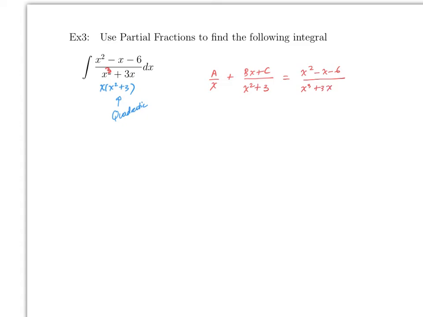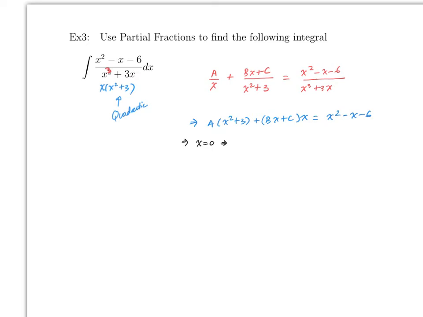Okay. So then we do the typical adding of fractions. So this will be A times x squared plus 3. And then this will be Bx plus C times x. And the whole thing has to be x squared minus x minus 6. Okay? And we should cheat as much as you can here. And by that, I mean use whatever values you can. Notice that here, there's not much you can use except for maybe x equals 0.